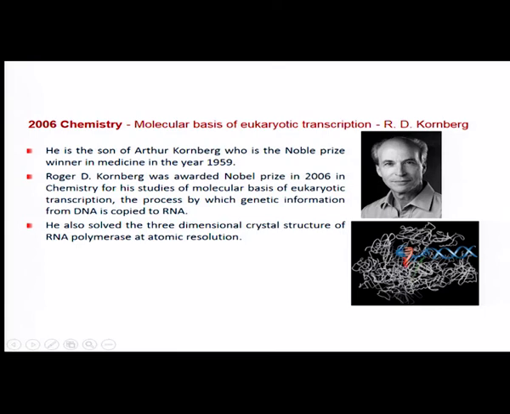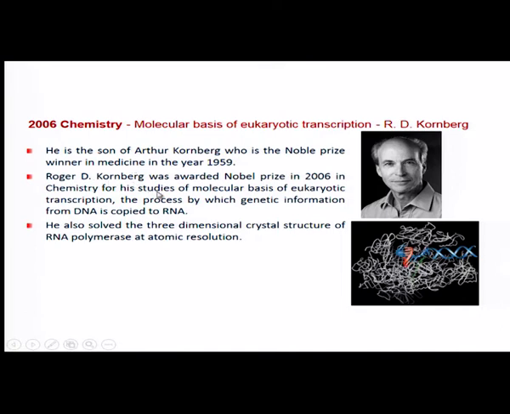The 2006 Nobel Prize in the field of chemistry went to R.D. Kornberg for his contribution of molecular basis of eukaryotic transcription. It is a coincidence that his father also won the Nobel Prize in the year 1959 in the field of medicine.